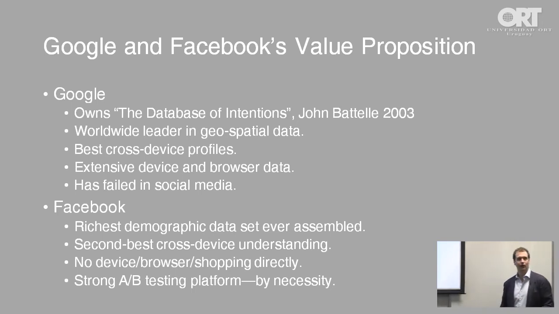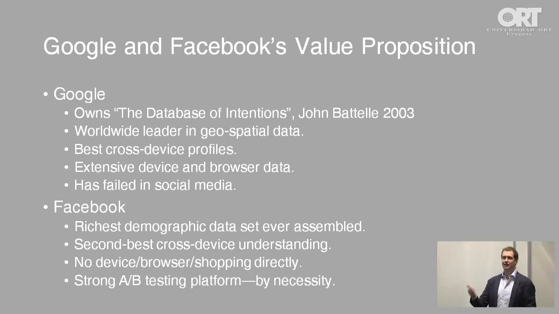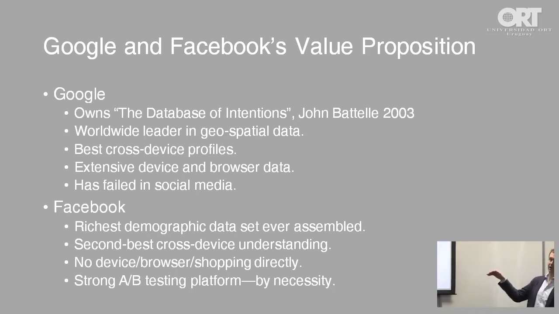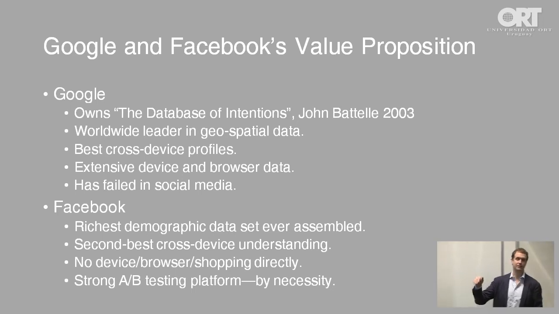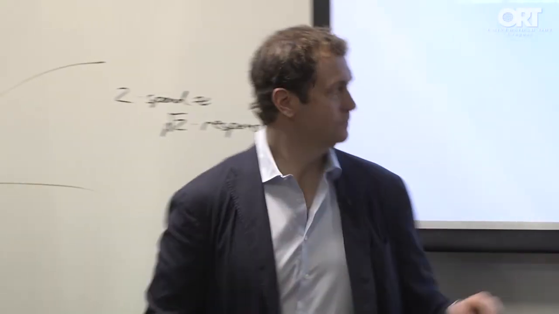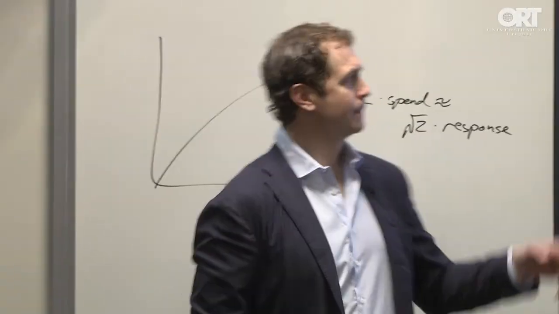Google knows what I'm interested in. They know where I'm staying. They know what I'm looking for. They're the worldwide leader in geospatial data. I mean, in the US, they are well ahead of the government in understanding addresses, routing, all of that kind of information. And it makes sense. They've spent a lot more money than anybody else has on geospatial data. They have the best cross-device profile. Google knows more about multi-device usage than anyone else in the world, other than maybe the NSA.